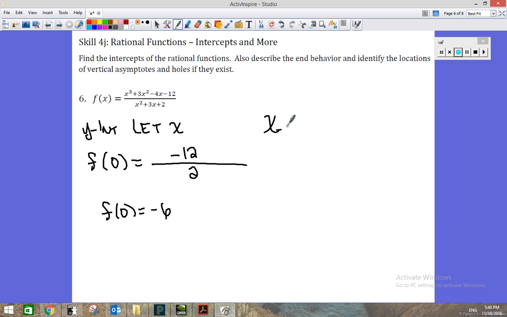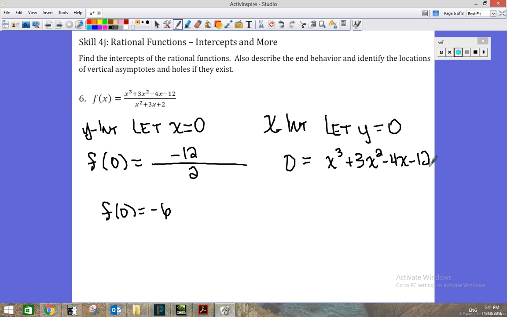What about x-intercepts? Let's see if there's any here. Oh, that says let y equal 0. That's the output of the function. Remember, in function notation, the y values are f of x. So if a fraction reduces to 0, it's because of the numerator. And in the denominator here, x squared plus 3x plus 2.